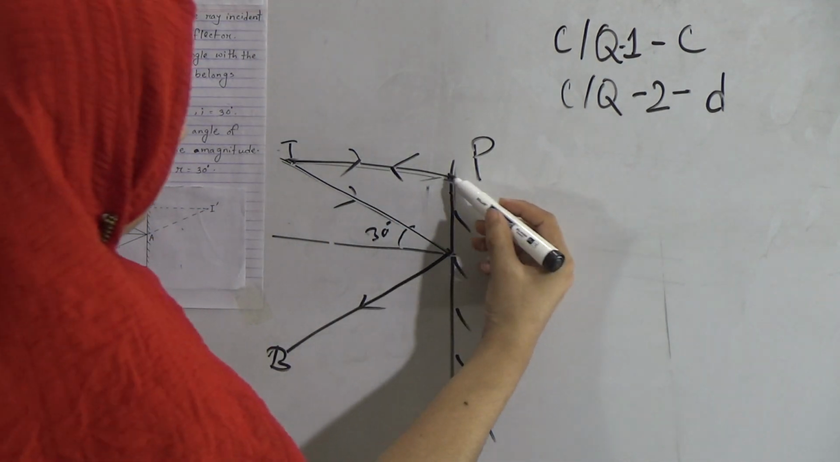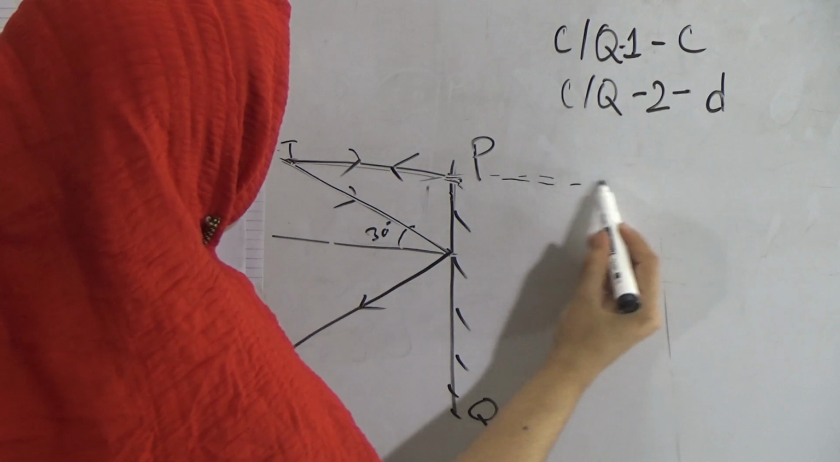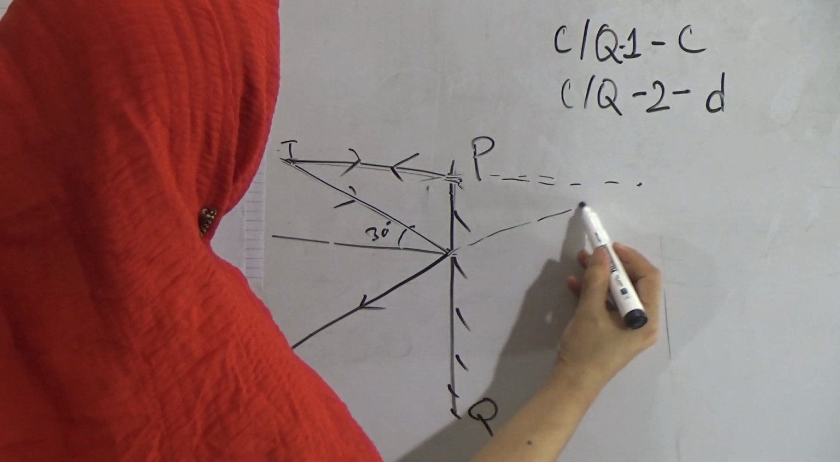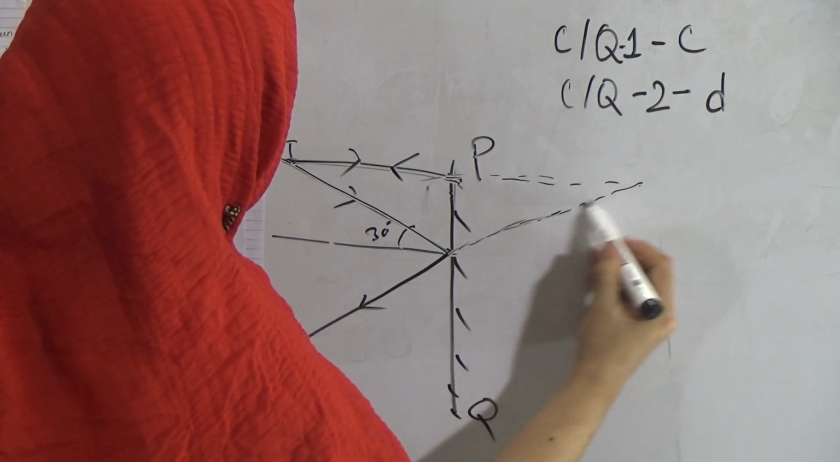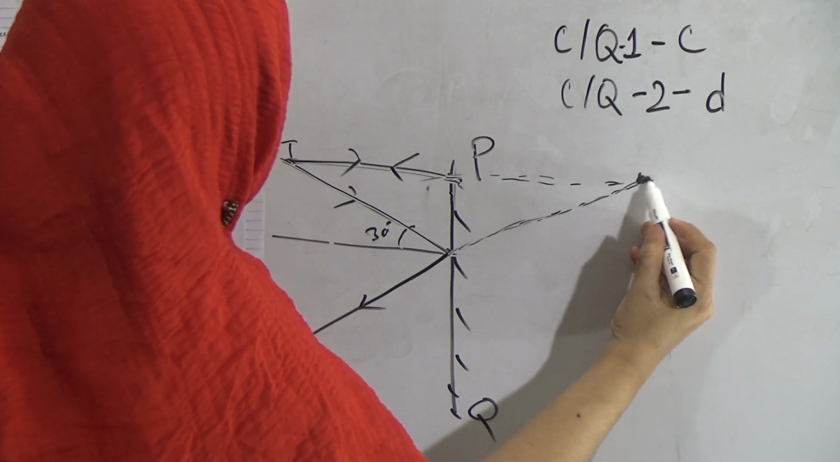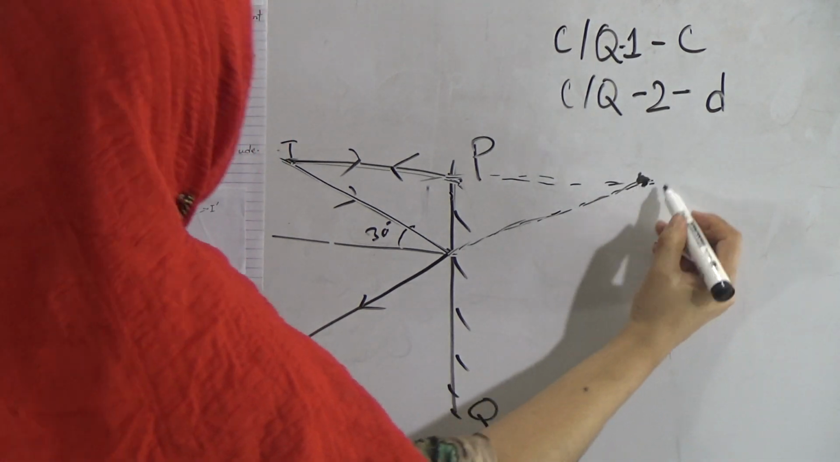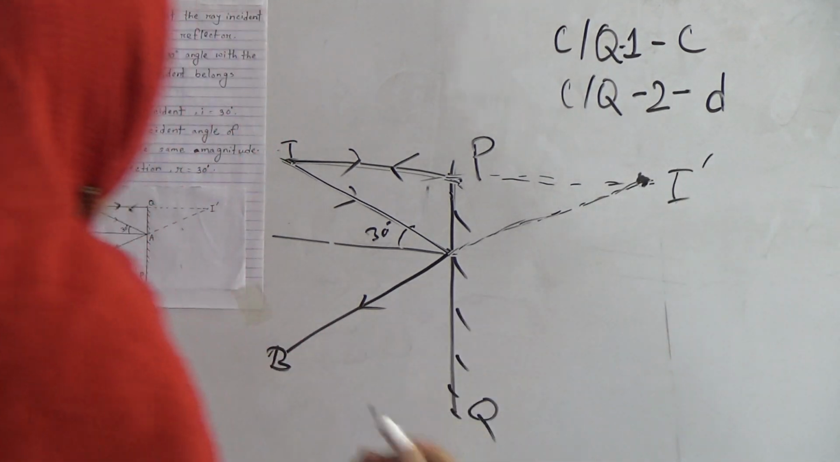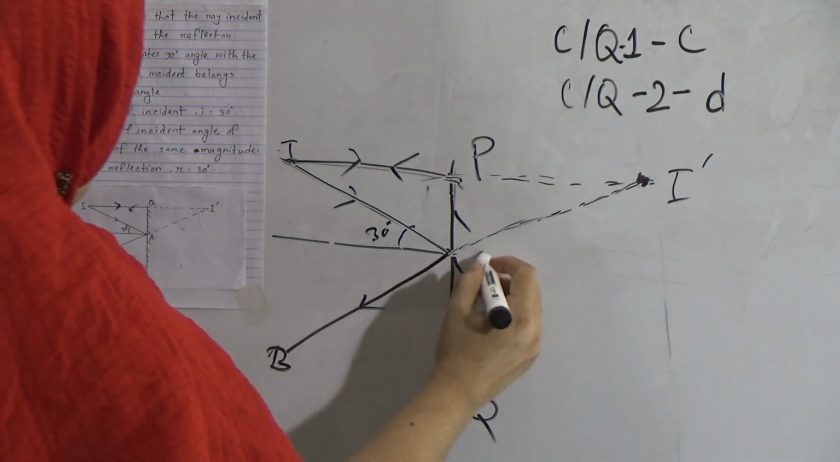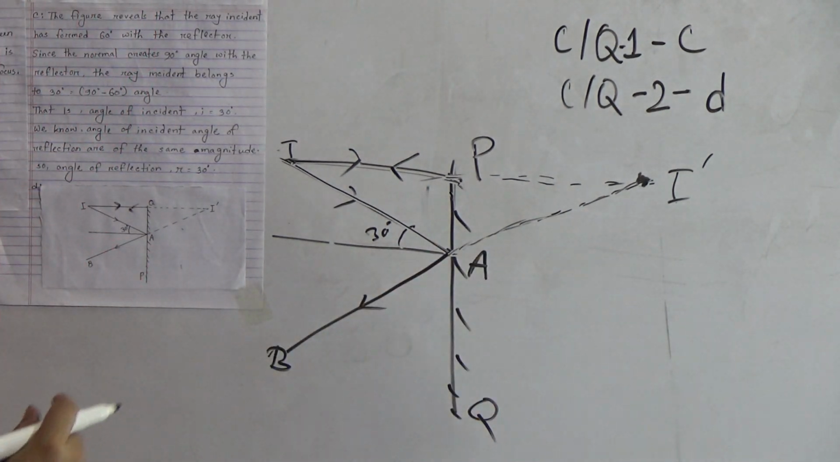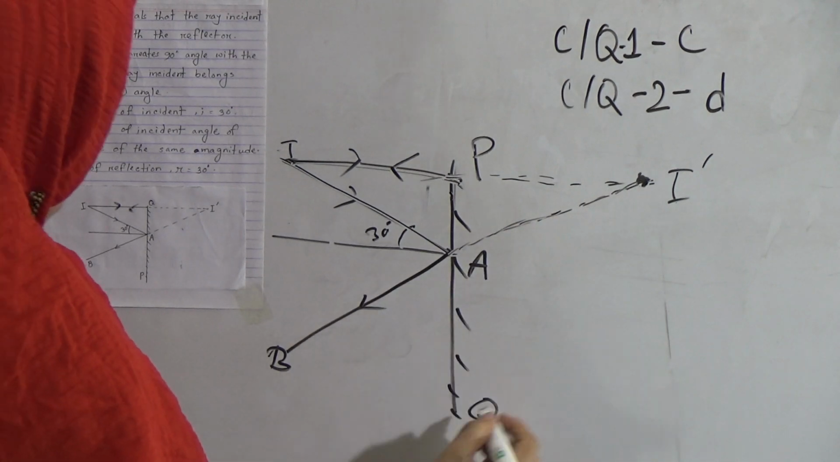And if we elongate these two rays back behind the mirror, then they will meet at this point. That means I dash. Suppose this is I dash.